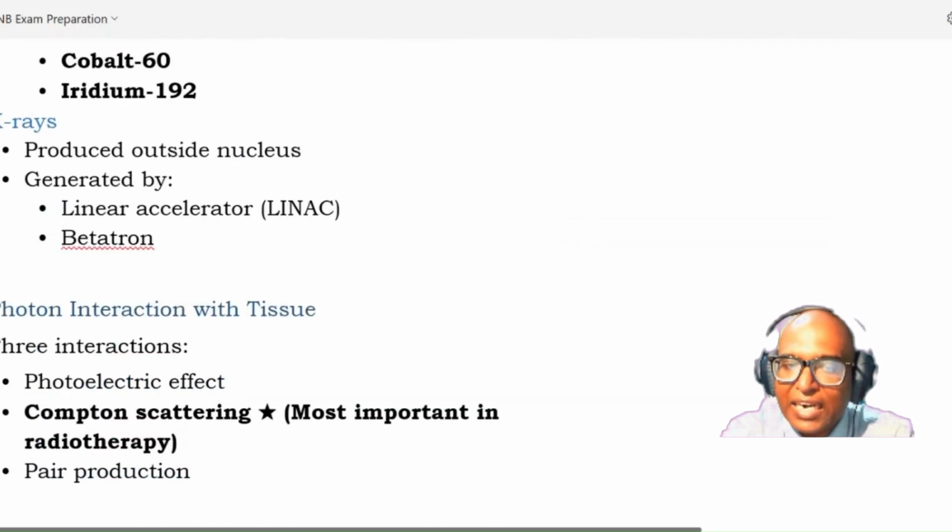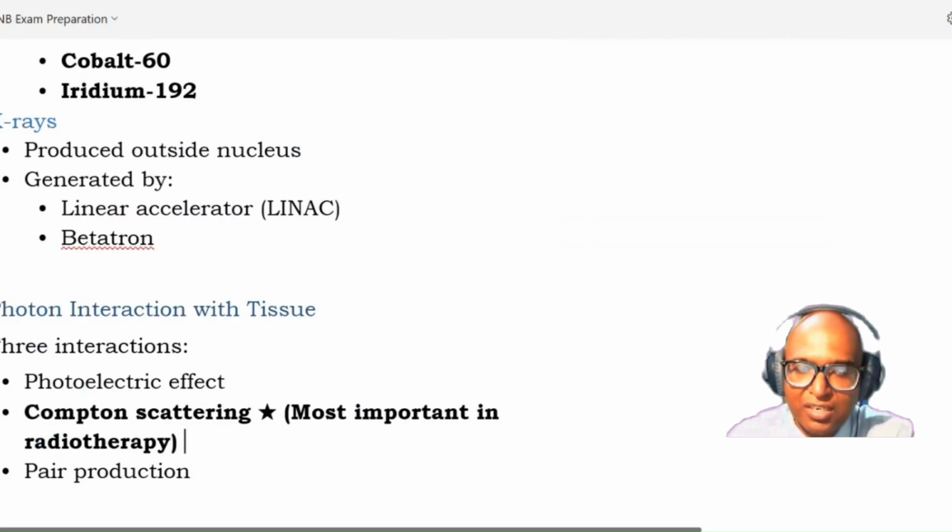There are certain interactions of the photon with the tissue. So what are the three interactions which happen? One is the photoelectric effect, second is Compton scattering, and third is pair production. If you remember all three, well and good. Otherwise, even if you remember Compton scattering, that is more than sufficient, because that is the most important in radiotherapy.